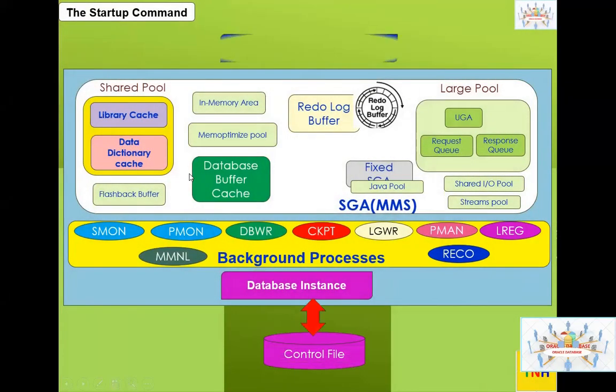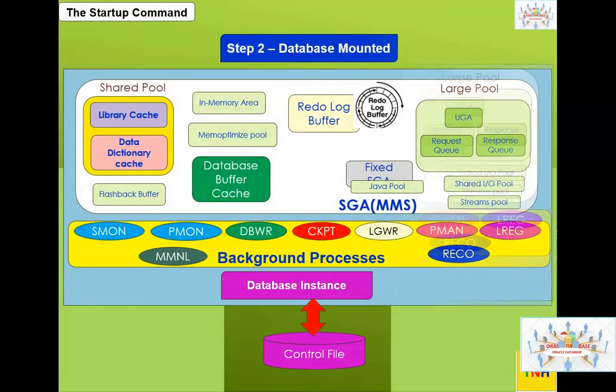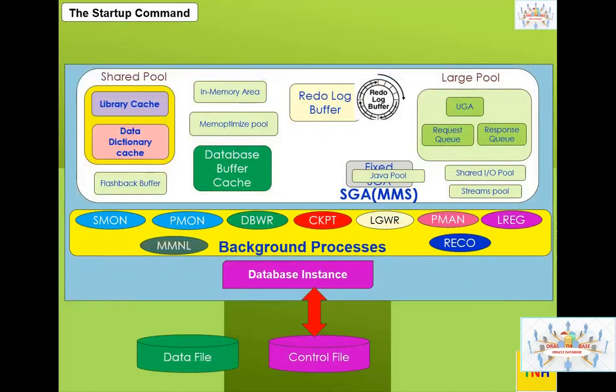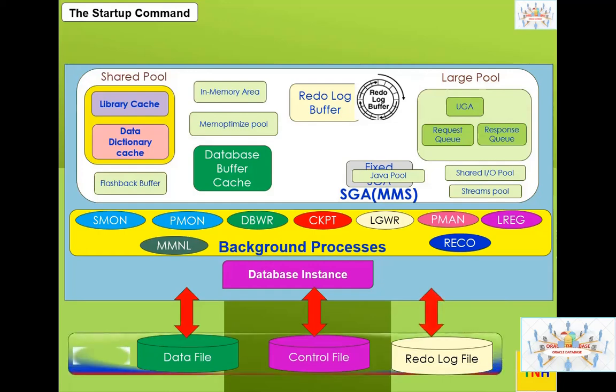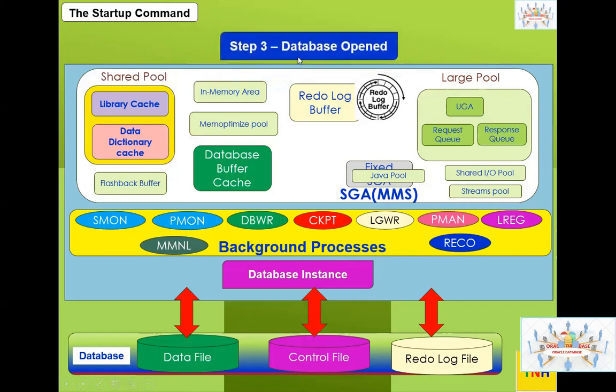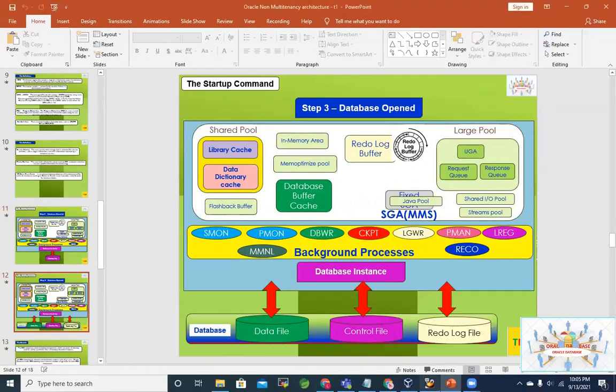What's going to happen? The control file is open, and the next step is that data files and redo log files will get opened. So now we have all database files: data file, control file, redo log file. Because when somebody asks what files belong to the Oracle database, mainly three types: data file, control file, log file. That is what is meant by database open. That's the last step in the database opening process.